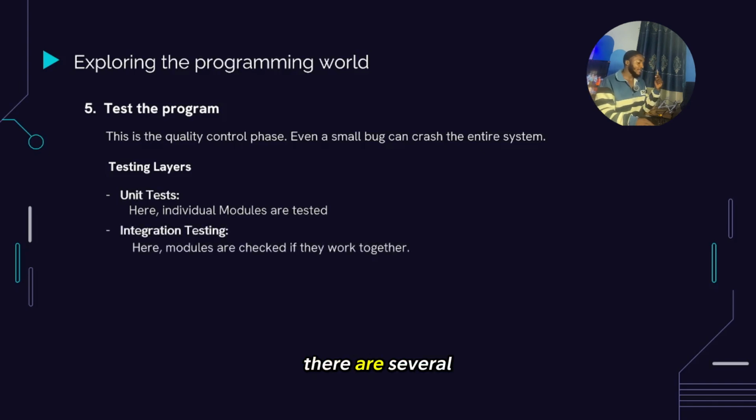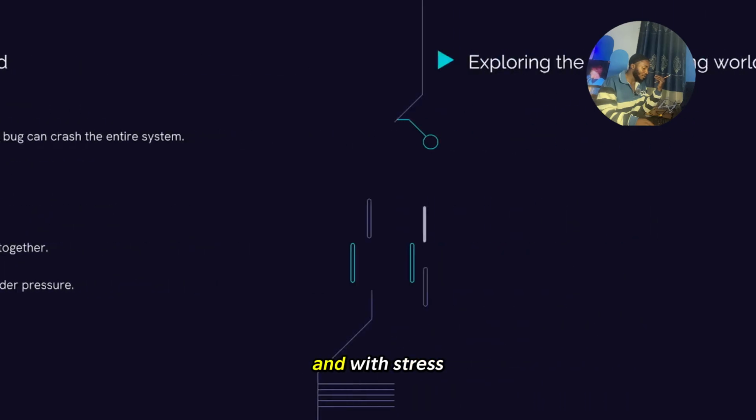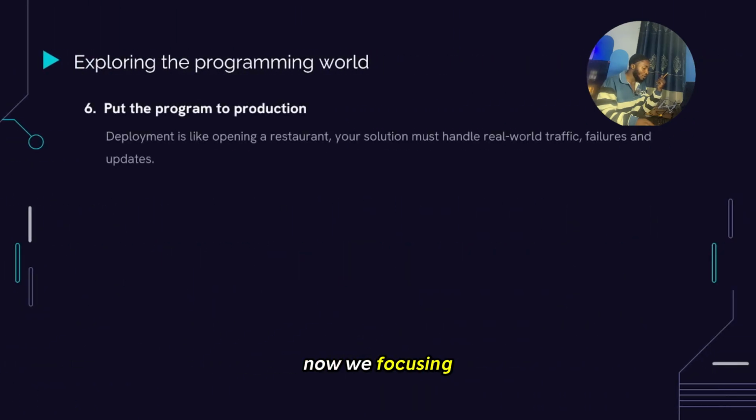Now there are several test layers that we should look into. We have the unit test, where you test the individual modules to see if their business logic is being met. Then for integration testing, you integrate the different modules and test if they work well together. Then stress testing, where we focus on the reliability of the software under pressure. Can your system withstand 1,000 requests per second or 1,000,000? That's where stress testing comes into play.